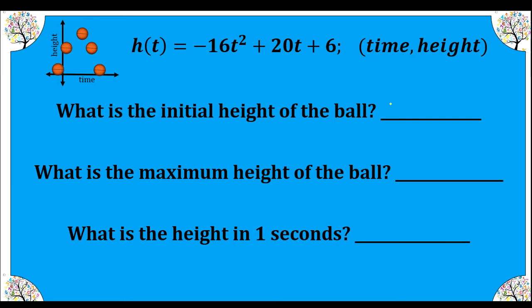The initial height, 0, 6. Remember, our x is seconds, and our output is height. In this case, we're talking about feet. What is the maximum height of the ball? Well, in order to get the height, we have to know the seconds. The maximum height is the y part of your vertex, so we need to get the x value first: negative b over 2 times a.